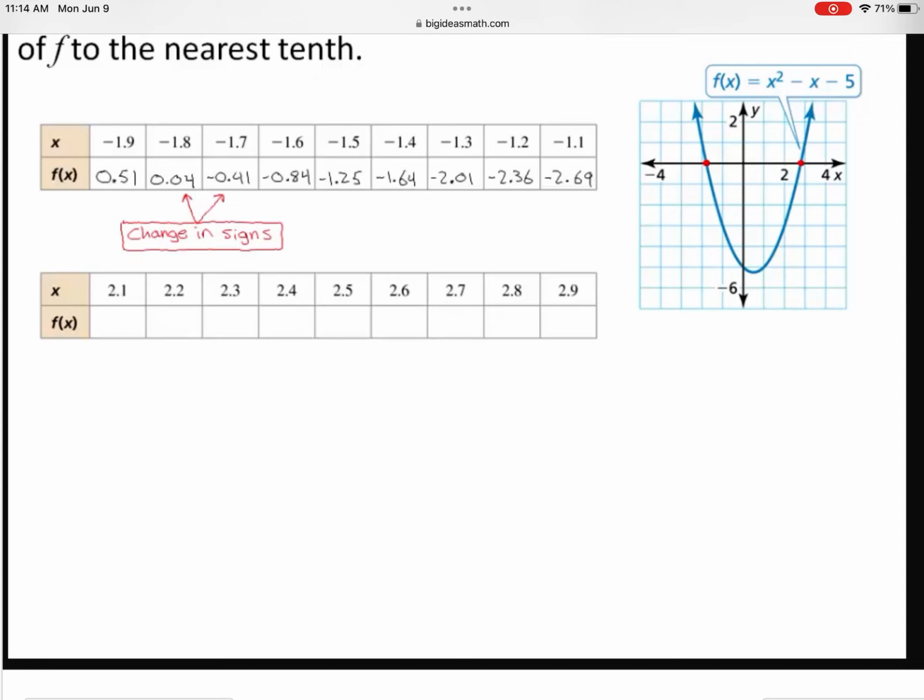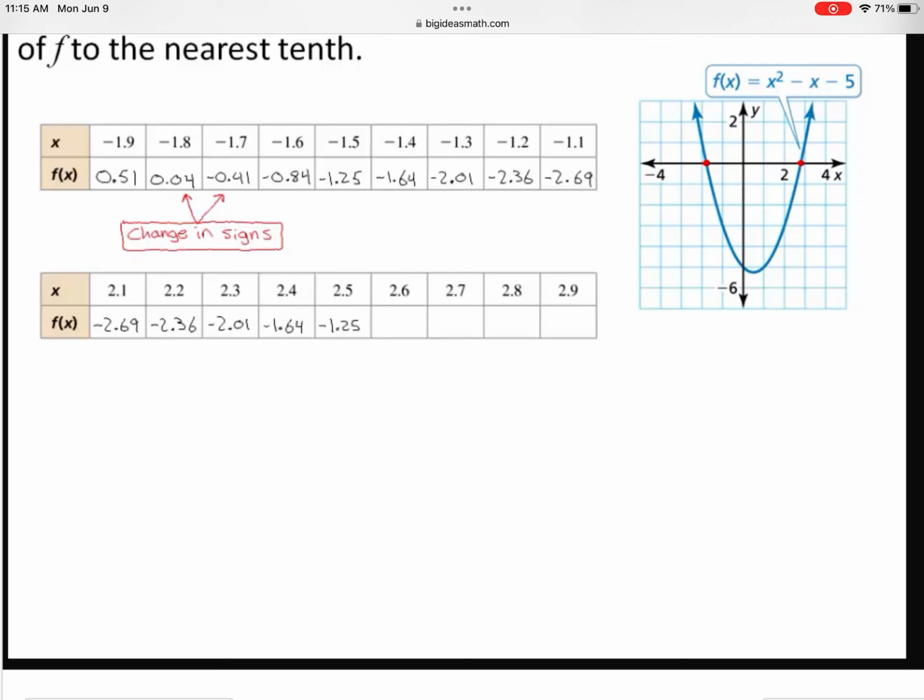When x is 2 and 1/10, f of x is -2 and 69/100ths. When x is 2 and 2/10, f of x is -2 and 36/100ths. When x is 2 and 3/10, f of x is -2 and 1/100th. When x is 2 and 4/10, f of x is -1 and 64/100ths. When x is 2 and 5/10, f of x is -1 and 25/100ths.